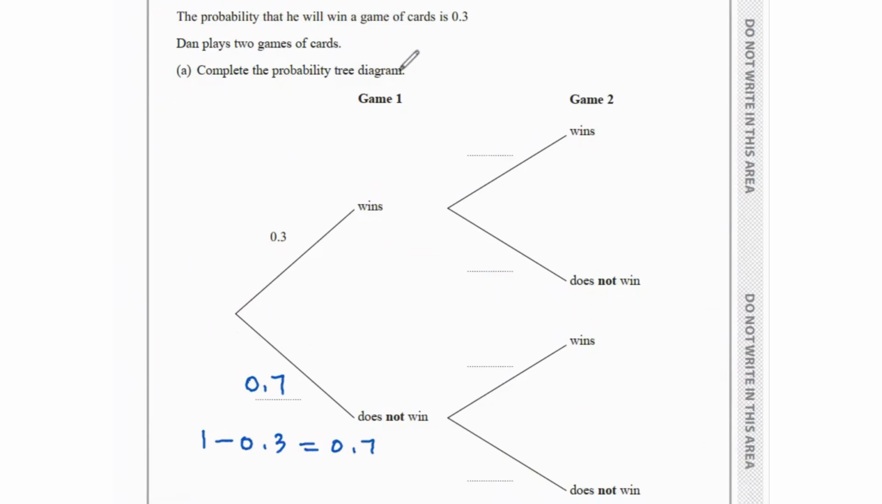Since the probability of winning the games is consistent throughout, this is also going to be 0.3. This is also going to be 0.7. Same over here, 0.3 and 0.7. If any changes were happening during the game, they would mention it in the question. But since they didn't, the probability of winning and losing is the same throughout for game 1 and game 2.